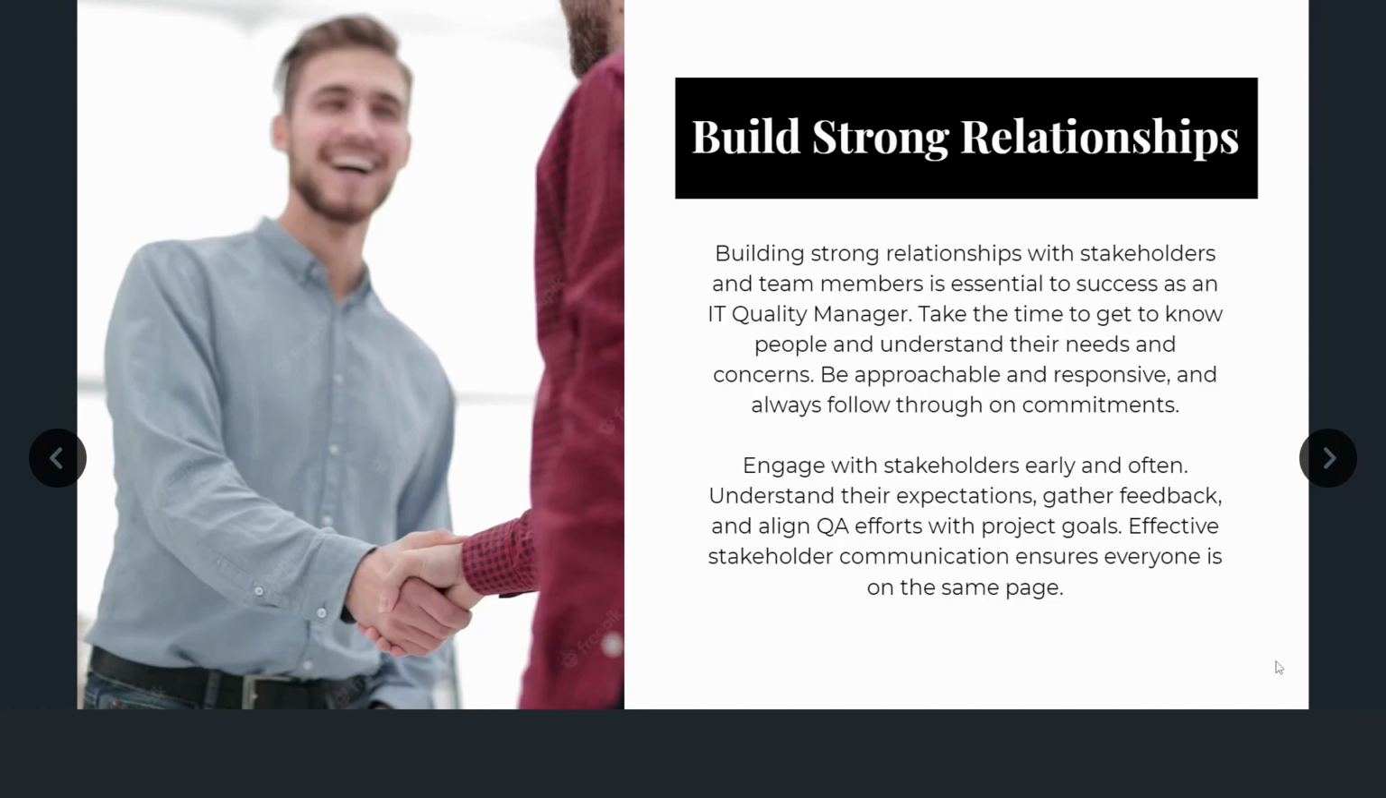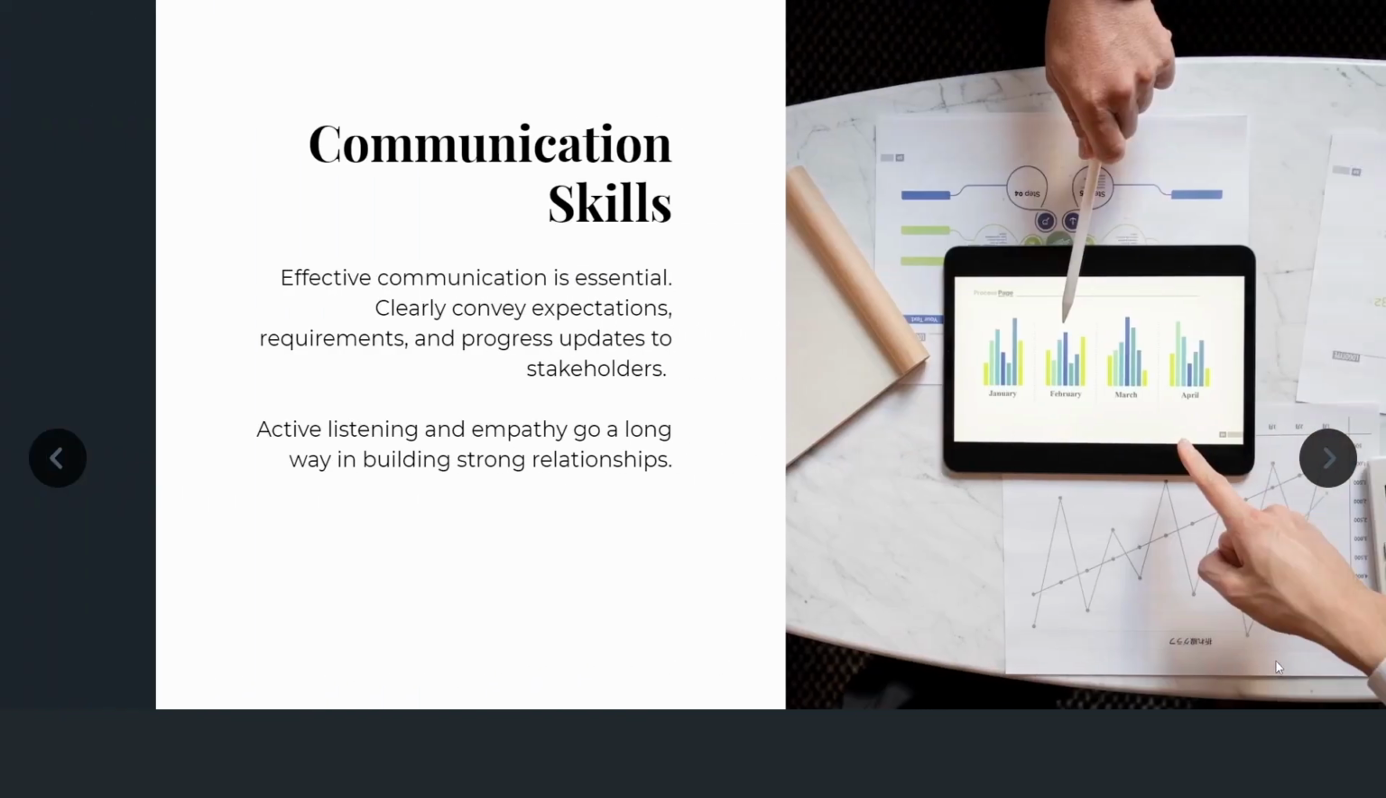Engage with stakeholders early and often. Understand their expectations, gather their feedback, and align QA efforts with project goals. Effective stakeholder communication ensures everyone is on the same page. And yes, that does mean pinging people and actively working on building relationships. Let's go for coffee. Let's do lunch. Hey, are you going for drinks on Friday? These are all good ways to build strong relationships. Cigarette breaks too, right?